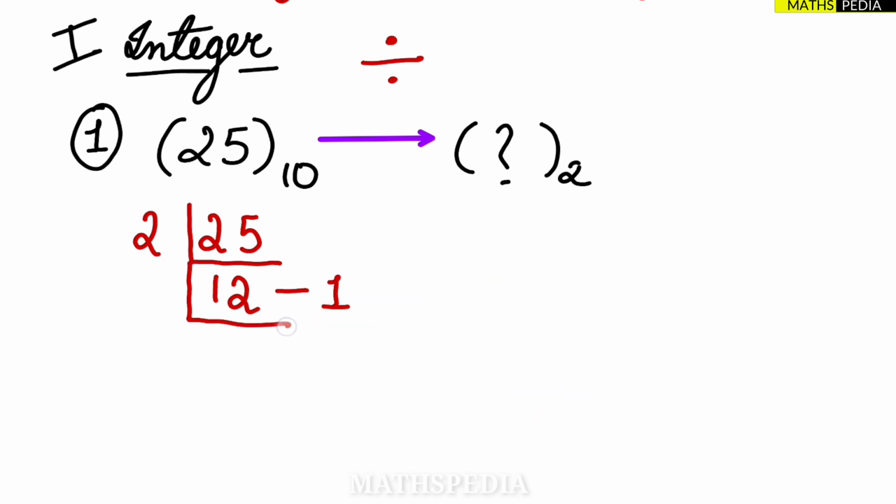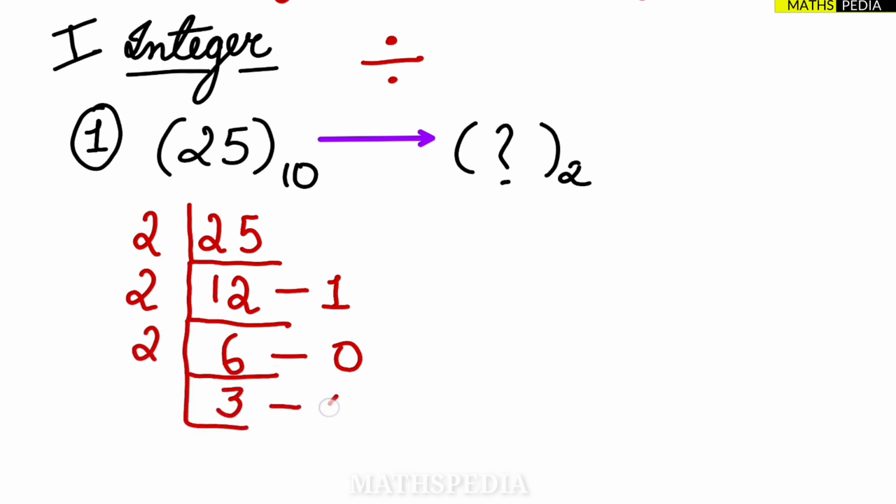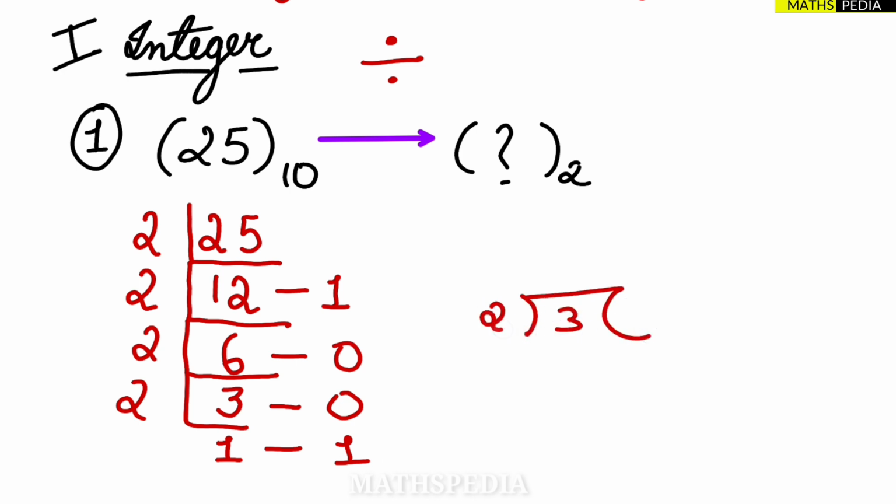Next, we take 12 and divide it by 2. It is completely divisible. Two sixes are 12, the remainder is 0. Again, two threes are 6, the remainder is 0. Again, two ones are 2, the remainder is 1. How did I get this? We have 3, two ones are 2, and the remainder is 1. That's what I have written over here.